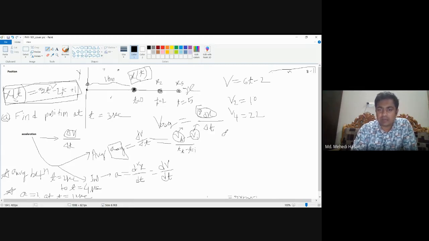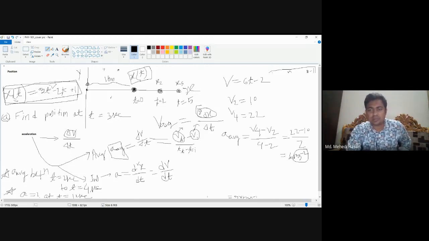Now average acceleration is equal to v4 minus v2 divided by 4 minus 2, which is equal to 22 minus 10 divided by 2, and you can write down here 6 meter per second square. So the unit of the acceleration is meter per second square in SI unit. You can also use centimeter per second square. So if the unit is given in centimeter, then you can use centimeter per second square. But the SI unit is meter per second square.